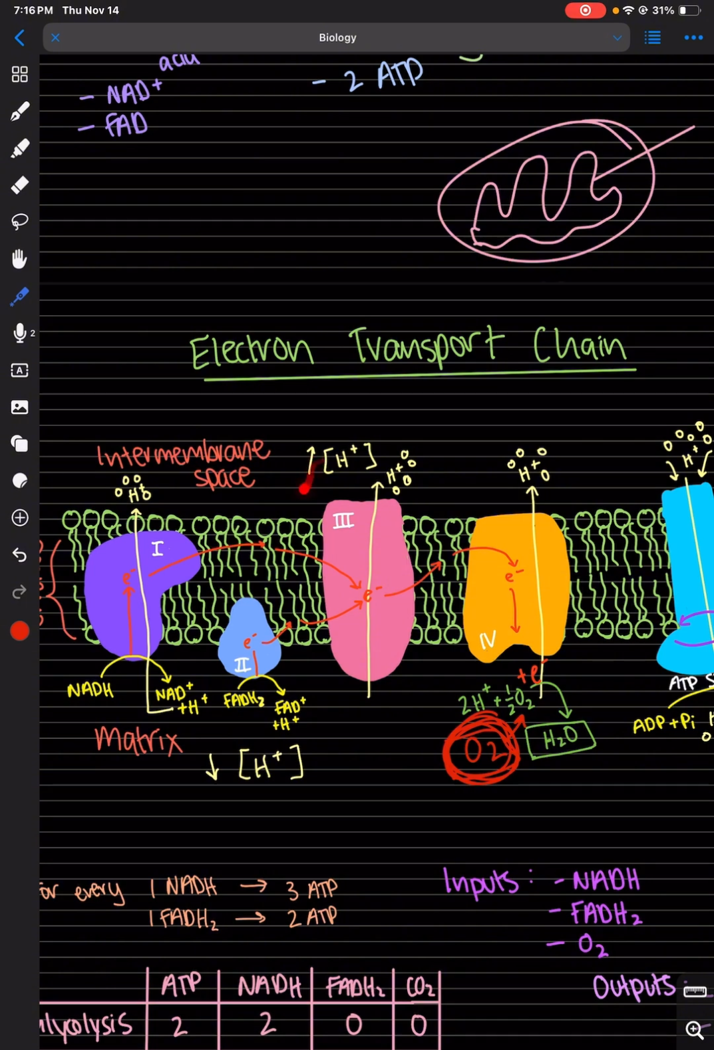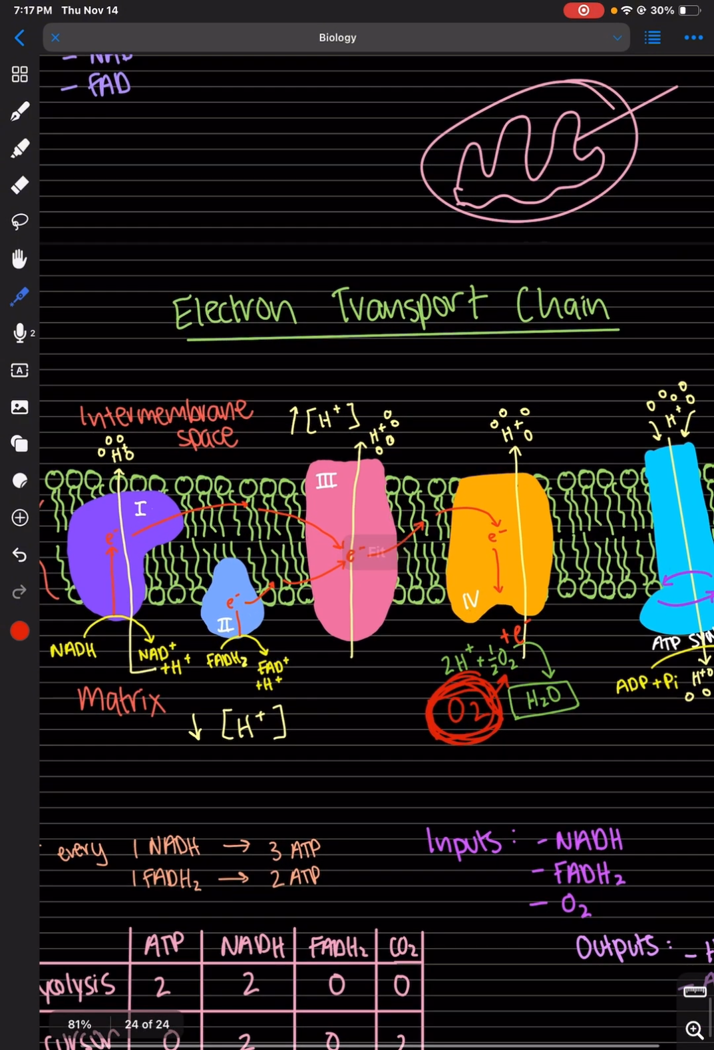It's against its gradient because up here in the intermembrane space, there's a high concentration of hydrogens, whereas in the matrix, it's a low concentration of hydrogen ions, right? And it always goes from high to low, right? So when it's going from low to high, it needs some energy. It needs to be facilitated in order to be pumped against its gradient. And that's from the electrons moving and releasing energy, okay? So these hydrogen ions are being pumped into the intermembrane space, and then this NAD plus is going to be sent back to glycolysis and repeat the whole process.